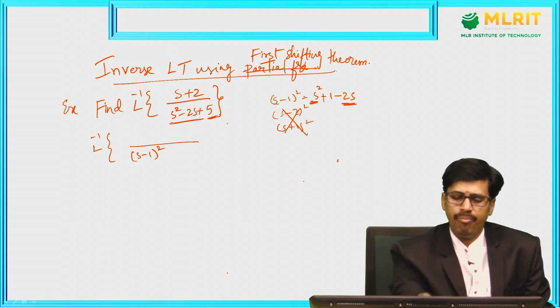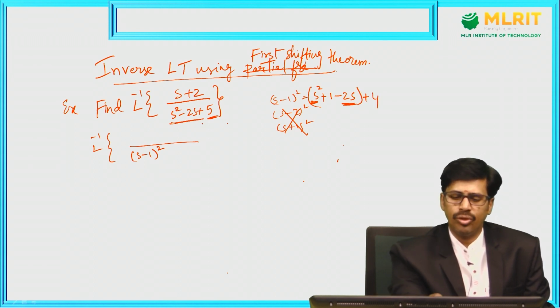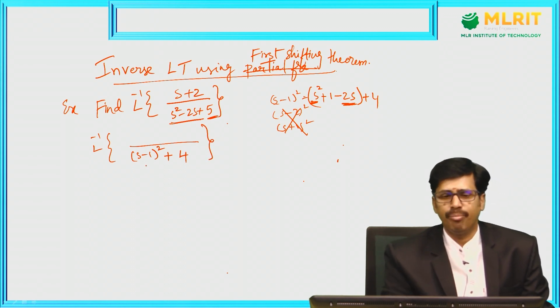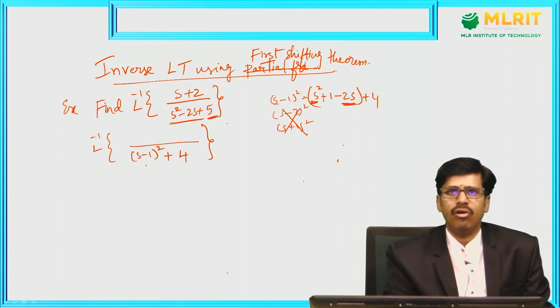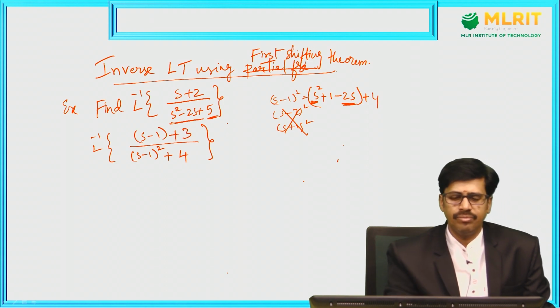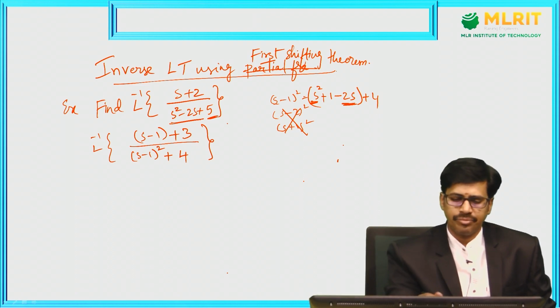Here we have plus 5. So, if you add plus 4 to this, we get s² − 2s + 5. So, this can be written as (s − 1)² + 4. Since we are writing this denominator in terms of s − 1, we write the numerator also in terms of s − 1. So, this can be written as (s − 1) + 3. Now, it is easy for us to apply first shifting theorem.